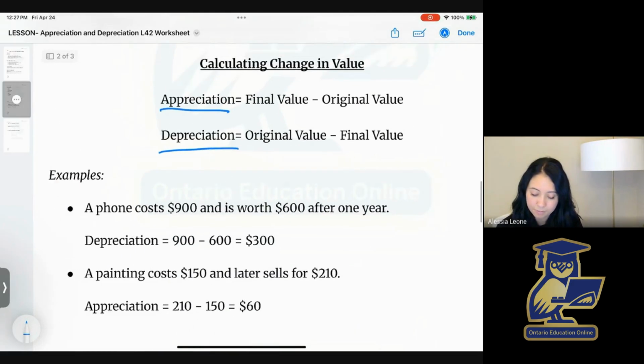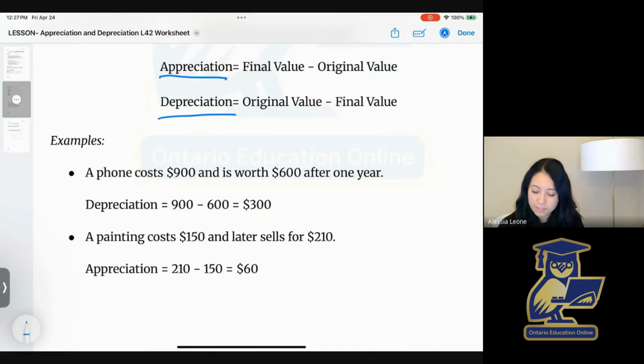So some examples. A phone costs $900 and is worth $600 after 1 year of use. So the depreciation is $900, take away $600, and that leaves us with $300. So finding that difference of what it originally cost and then what it's worth later on, that'll tell us how much the value of the phone went down, how much it depreciated.